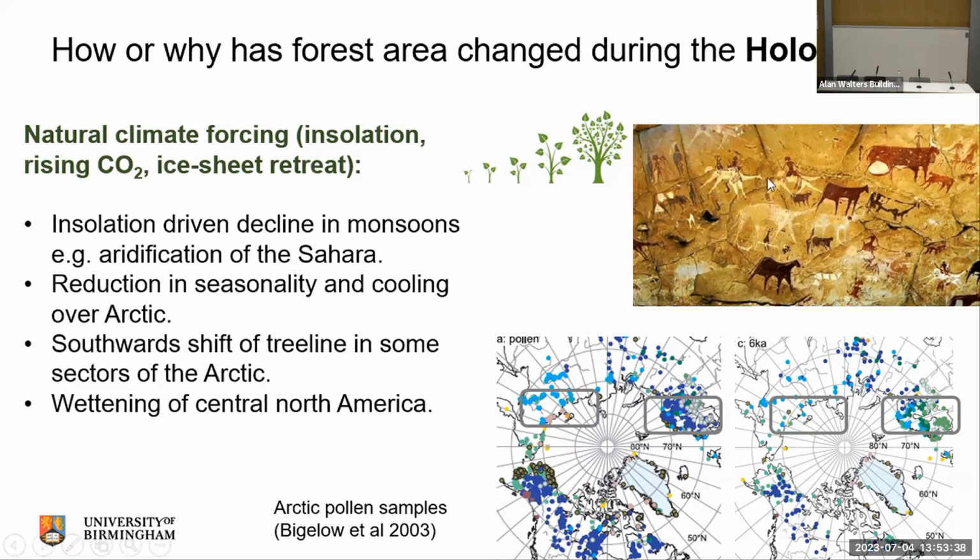So there's a really profound transformation in the landscape there, driven by this change in Earth's orbit and the amount of sunlight that comes in different seasons. There's a reduction in seasonality and cooling of the Arctic.